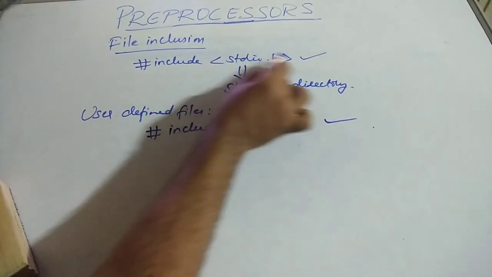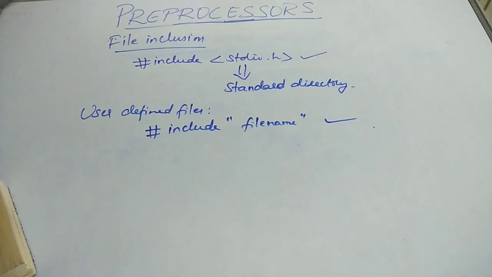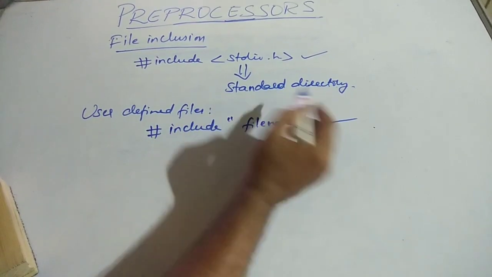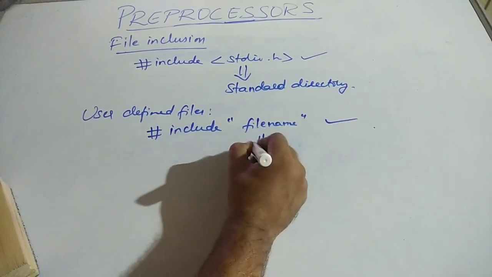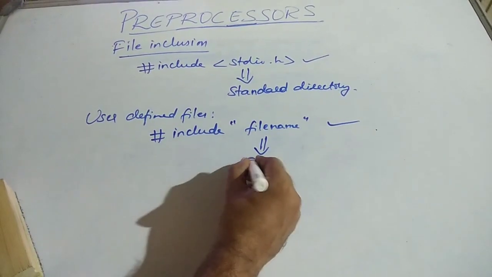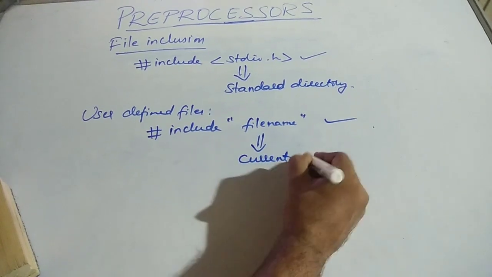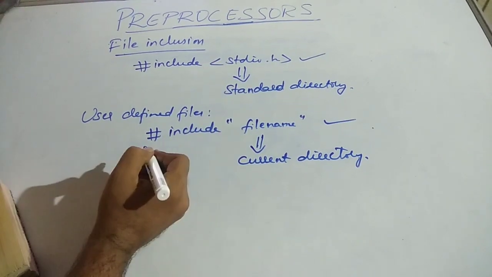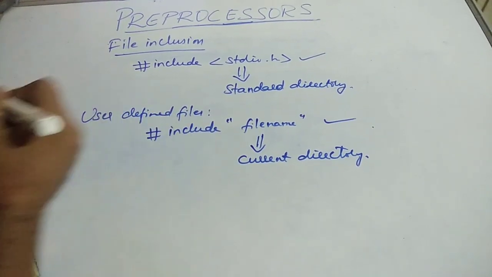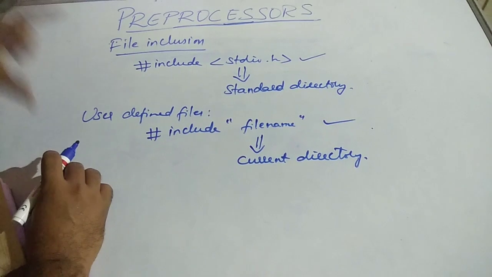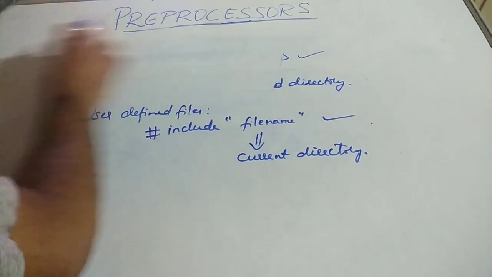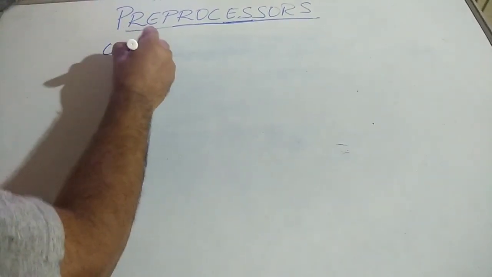So what is the difference between the angle brackets and double quotes? If I use angle brackets, then the compiler will look for the file in the standard directory. If I use double quotes, the compiler will look for the particular file in the current directory. Is it clear? These are the different ways of including a particular file. Is it clear to all of you? So this too comes under file inclusion. Next, the third one, very important, that is conditional compilation.